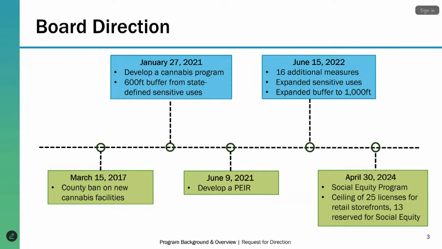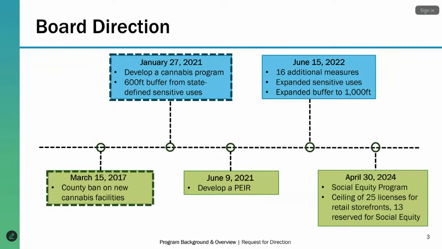The board directed several cannabis-related items the past few years. In March 2017, the board directed a ban on any new cannabis facilities. There were 5 permitted cannabis dispensaries in the unincorporated area that are still existing and have been allowed to continue operating. In January 2021, the board directed staff to amend both the zoning ordinance and regulatory code to allow new cannabis facilities in the unincorporated area. This direction aligned with state requirements for a 600-foot buffer from cannabis facilities to sensitive uses, including schools, daycares, and youth centers.